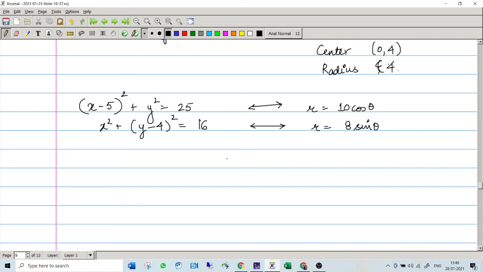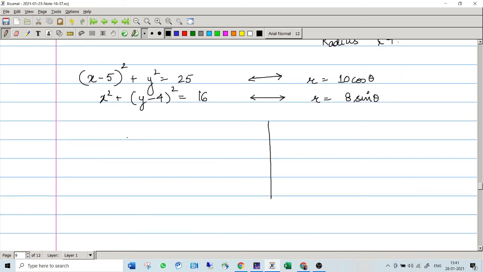Can you notice something from here? If you have r is equal to something cos theta, you have your circle with the center on the x-axis, with y being 0. And if you have something sine theta, you have your center on the y-axis, with 0 attached with x. So in general, you can see it simply.